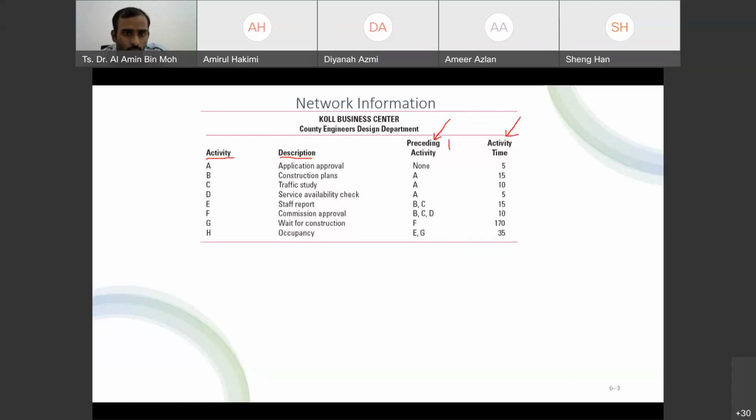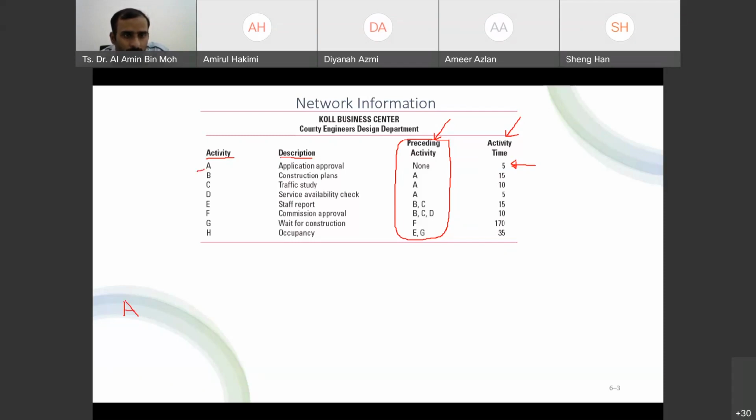So preceding activity, what's the purpose of this, guys? The activity before the current activity. Yes, it explains the steps, which start first and which come later until the completion of the project. And the activity time is the time for each activity to be completed. So if this is the example, what would be the starting point? A. So A is going to be the starting point.